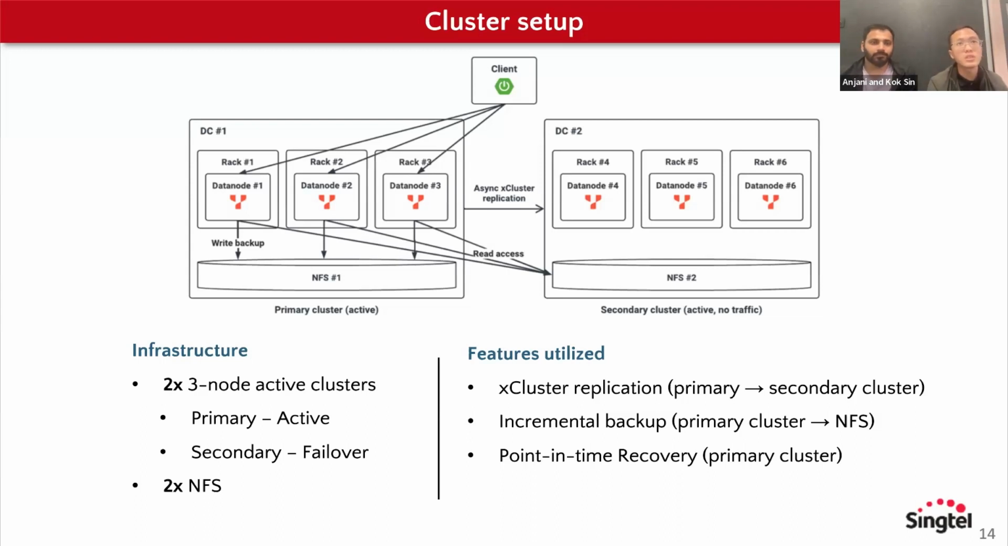Each of the clusters consists of 3 nodes. And if you notice, each of the data nodes are physically isolated in different racks. The benefit of doing this is that it reduces the chances of all nodes going down and bringing the cluster down. And at any given time, we only schedule incremental backup from our primary cluster into the NFS. And we also configure a synchronous cluster replication from the primary to secondary cluster, and we also enable point-in-time recovery in the primary cluster.